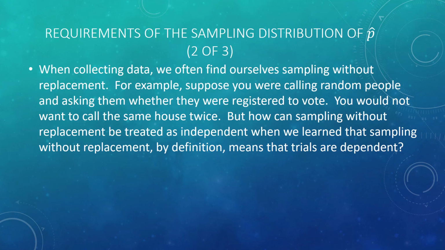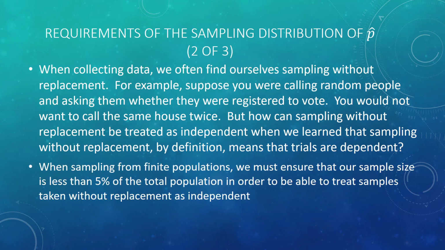For example, suppose you were calling on random people and asking whether they were registered to vote. You would not want to call the same house twice. But how can sampling without replacement be treated as independent when we learn that sampling without replacement by definition means that trials are independent? Well, the answer is that we can limit our sample to 5% or less of the total population. If we do this, we can treat our samples taken without replacement as independent.